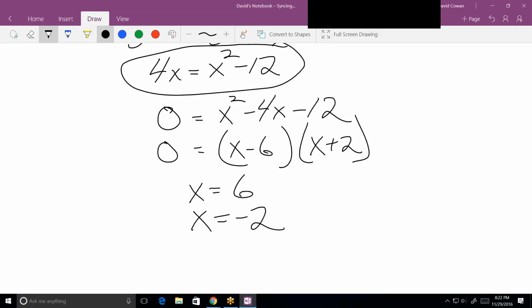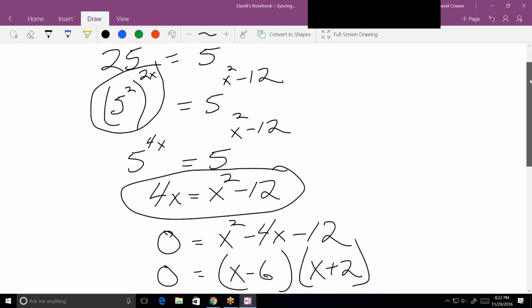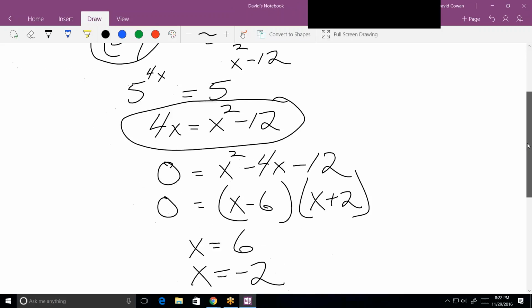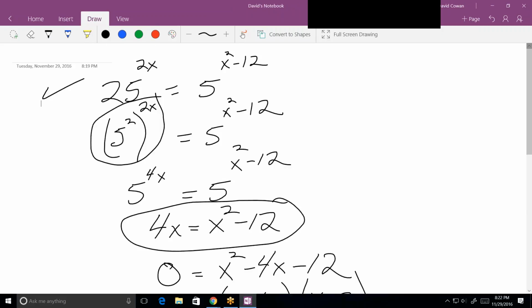Okay, now because we started with an exponential, we definitely need to check these two solutions. Right. In the original equation. So let's check 6. Is 25 to the 12th power going to be equal to 5 to the 24th power? Does that sound reasonable? Yeah. Okay, now let's check the other solution.